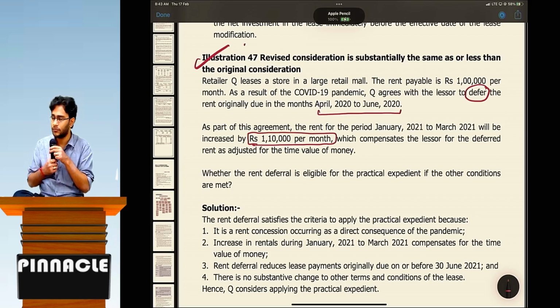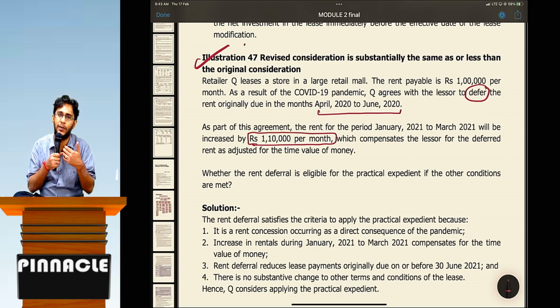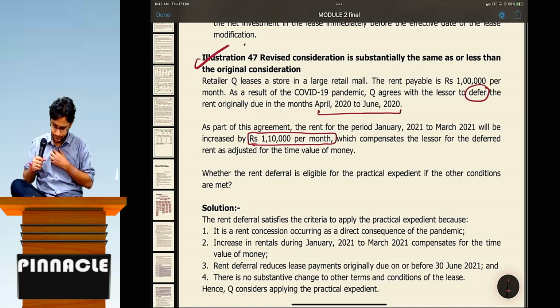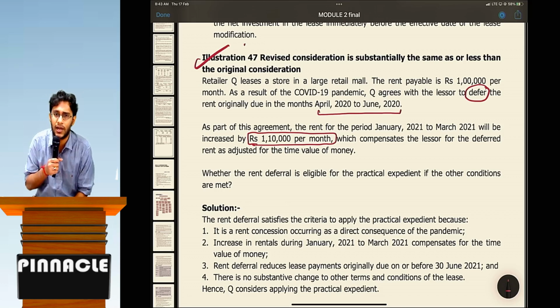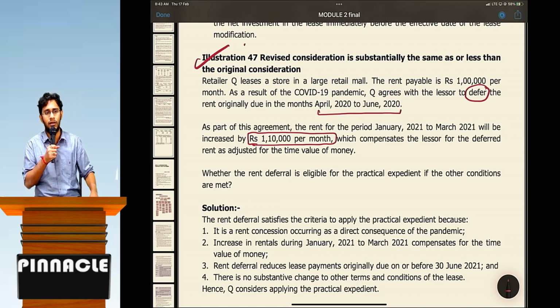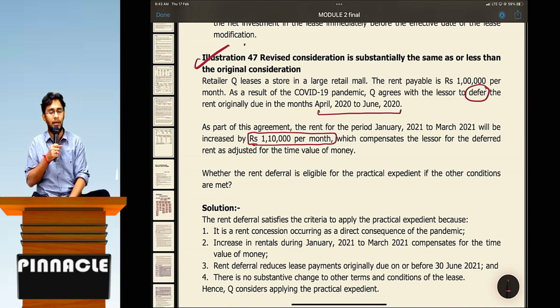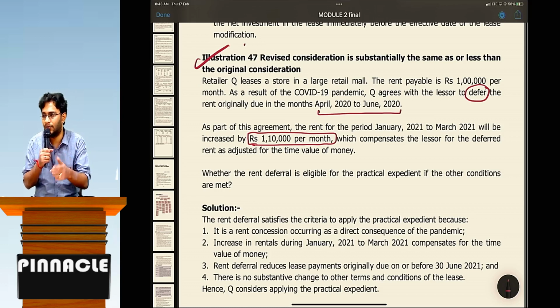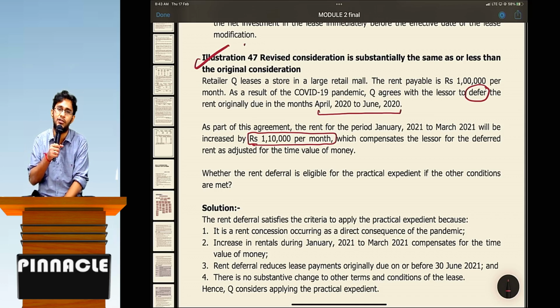In a way if you observe, originally I did not pay 1 lakh, 1 lakh, 1 lakh, but in future I have to pay 110, 110, 110. That means in future I am going to pay rent which is more than what I would have normally paid. But this more is only to compensate the time value of money. So that is not a violation of your conditions, sir.